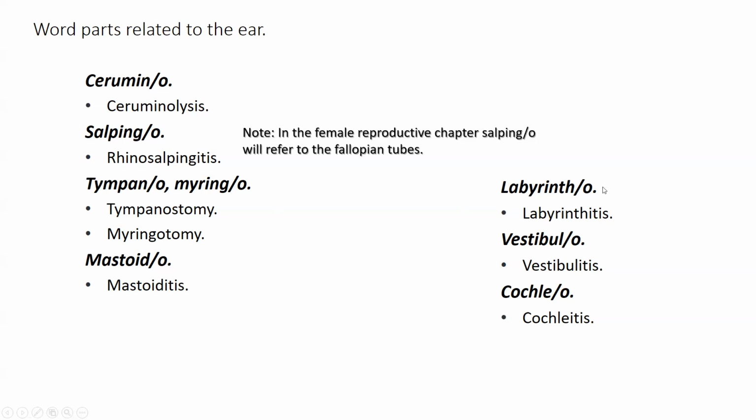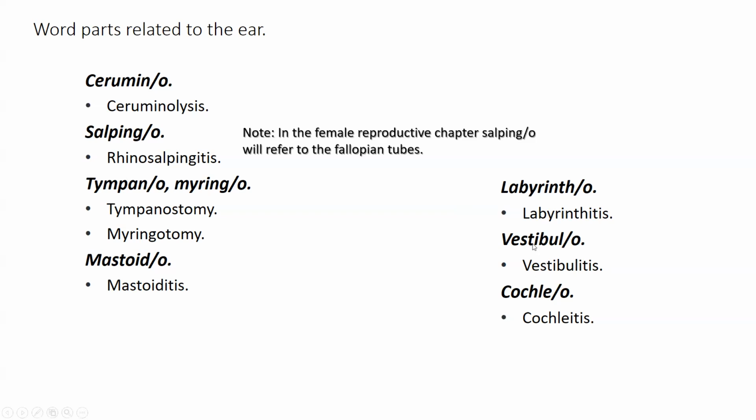Labyrintho refers to the balance portion of the inner ear, and so if you have an inflammation of that, you have labyrinthitis, which can lead to errant signals being sent to the brain causing dizziness. Even when your head's not moving, your brain interprets those errant signals as if your head was moving, causing the dizziness.